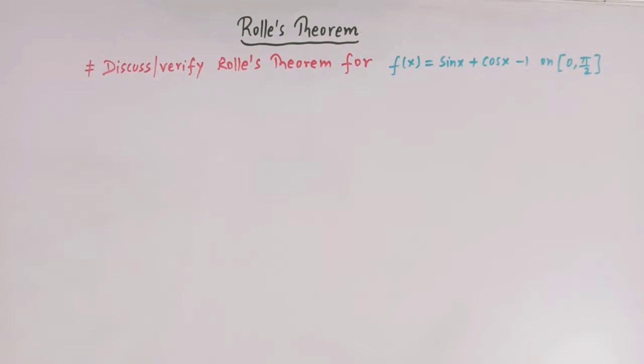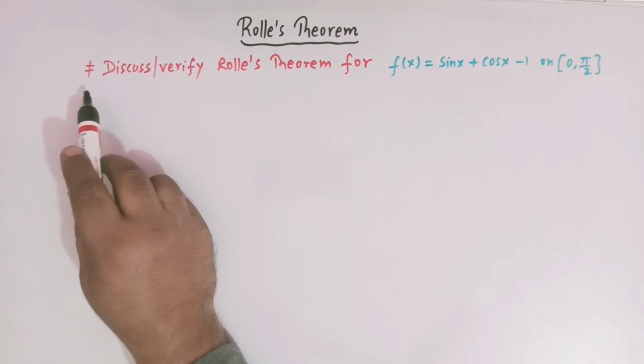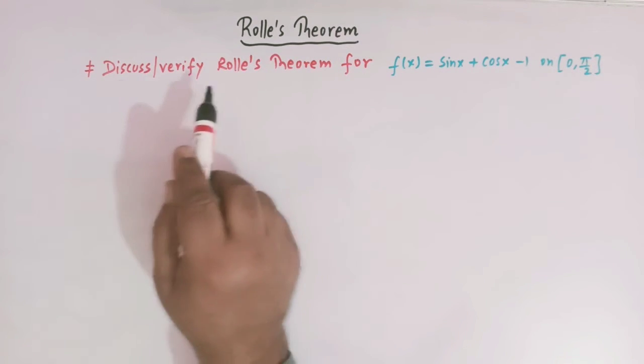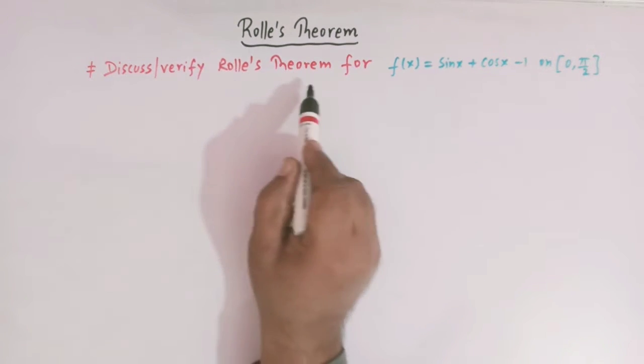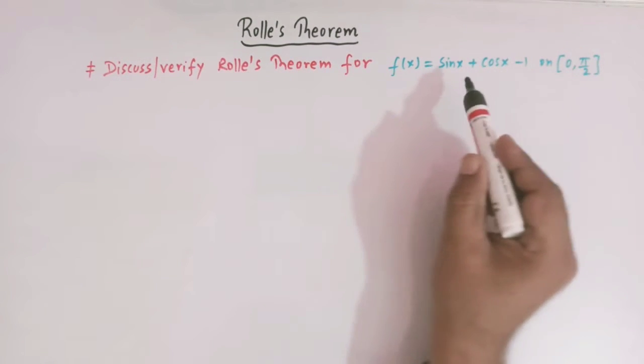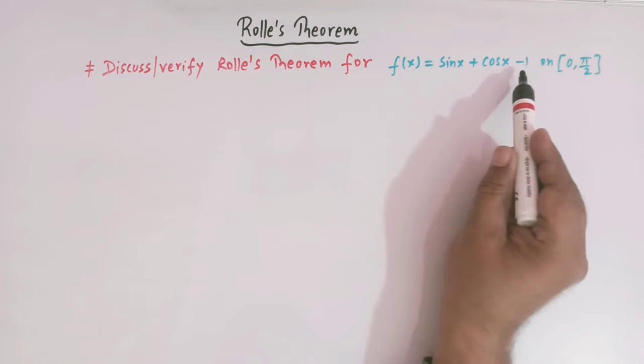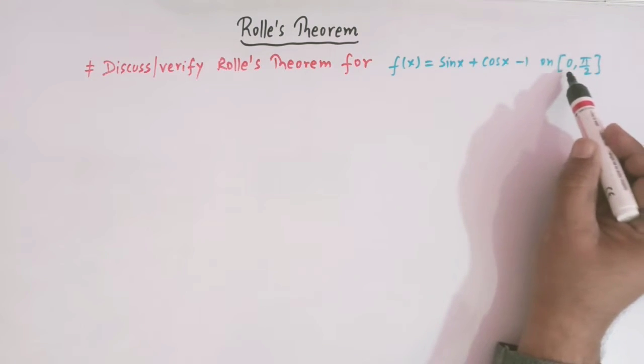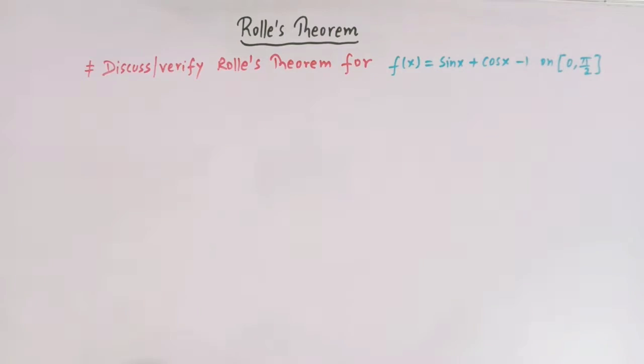Hello viewers, in today's class we are going to discuss one important problem from Rolle's theorem. Rolle's theorem is an important theorem in differential calculus, and this is a mean value theorem. Let us see the problem. Here we have to discuss or verify Rolle's theorem for f of x is equal to sin x plus cos x minus 1 in this interval, that is from 0 to pi by 2.